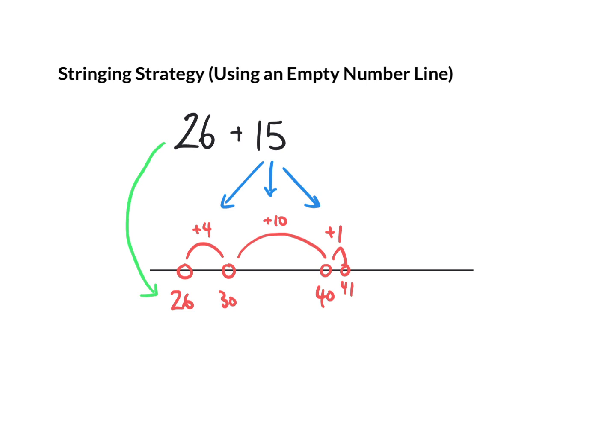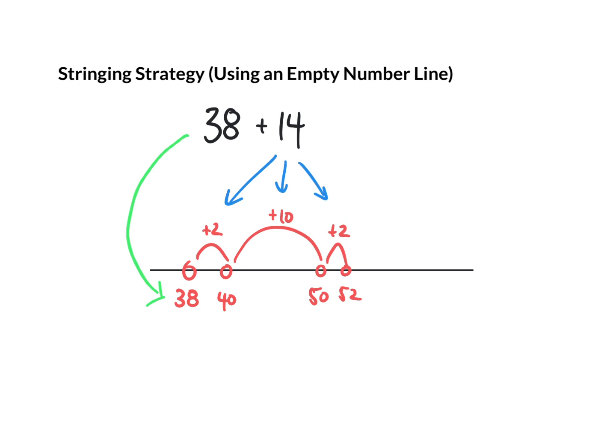So 4 plus 10 plus 1 equals 15. So I've broken my 15 into easy chunks or usable parts. I've done what I call partitioning. I've partitioned my 15 into usable numbers that I can string together to find the answer to 26 plus 15. So if I start with 26 and I add 4, I get to 30. From 30, I add another 10, I get to 40, and then I add one more, and I get to 41.